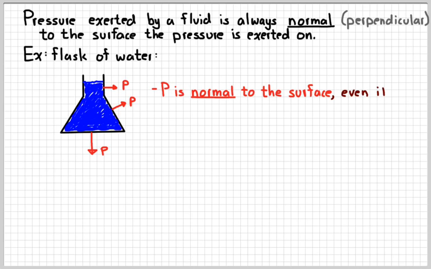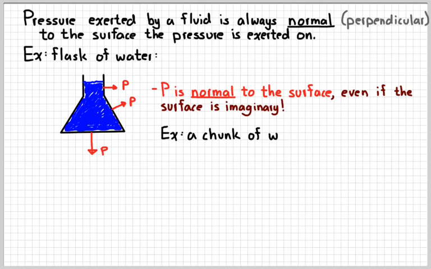Now that could even be the case if the surface is imaginary. You would say, well, why would we have an imaginary surface? Well, when we derive the buoyancy relationship in our next lesson, we're going to just take a chunk of water to study, and that's how we're going to approach it. So it's something we're going to do quite often.